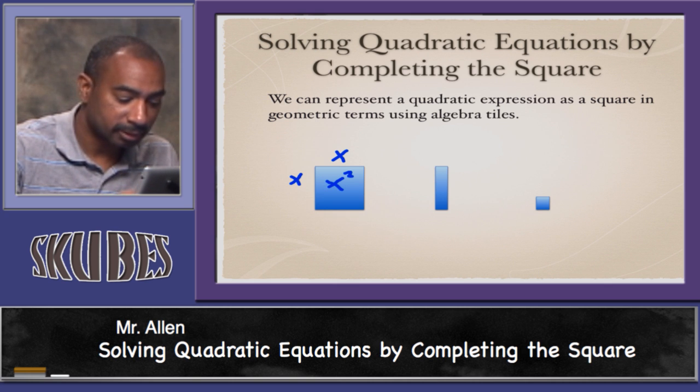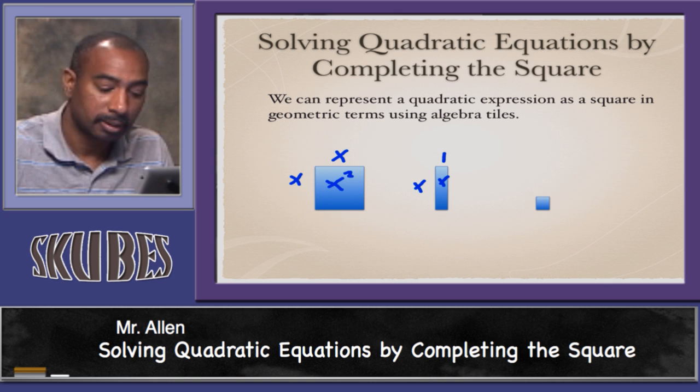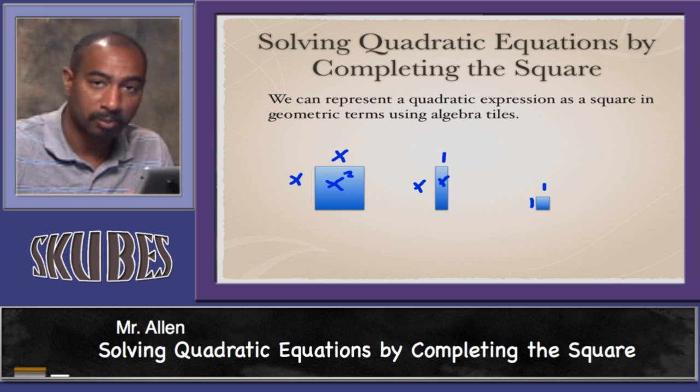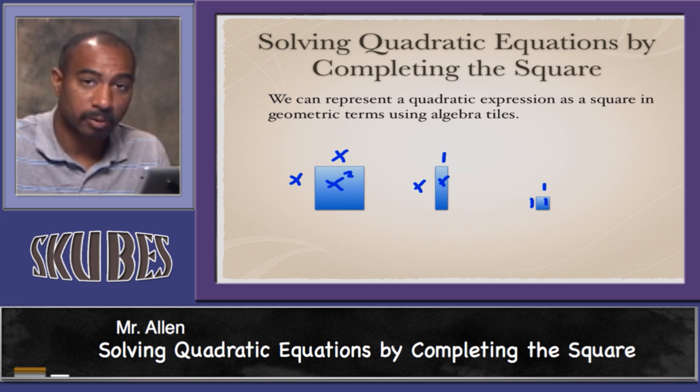Let's say this has a height of x and a width of 1. 1 times x is x. When you see one of these rectangles, that's going to represent x. And let's say this is a 1 by 1 square. Well, 1 times 1 is 1. So one of these small squares will represent 1.